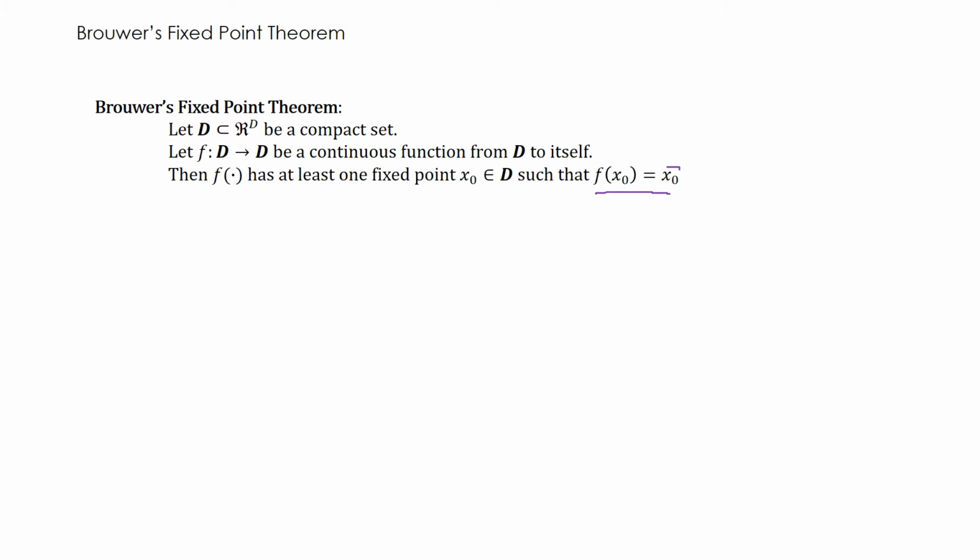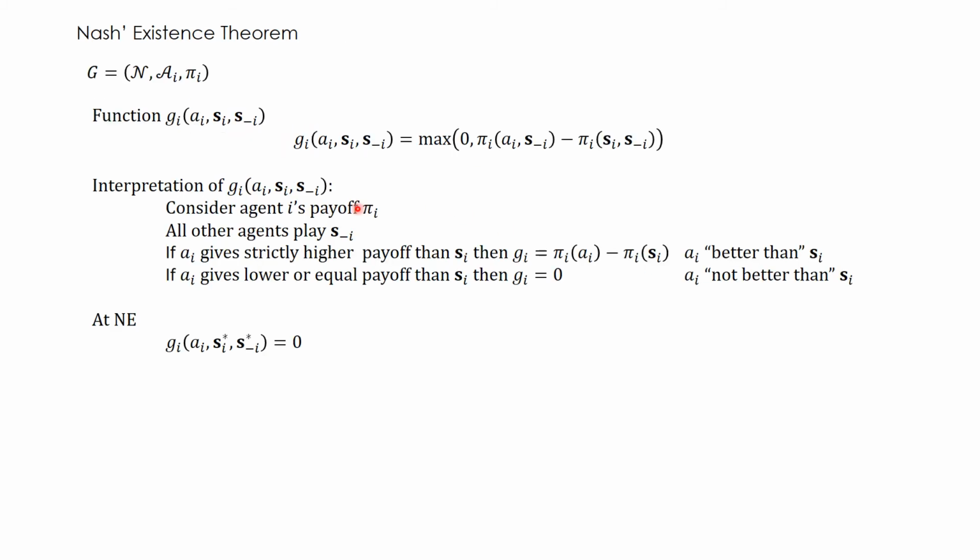So our goal is to create some function f which maps a strategy onto another strategy. And this would be the probability space of all joint strategies. Before we begin with the proof, let's first construct this function g_i(a_i, s_i, s_-i).